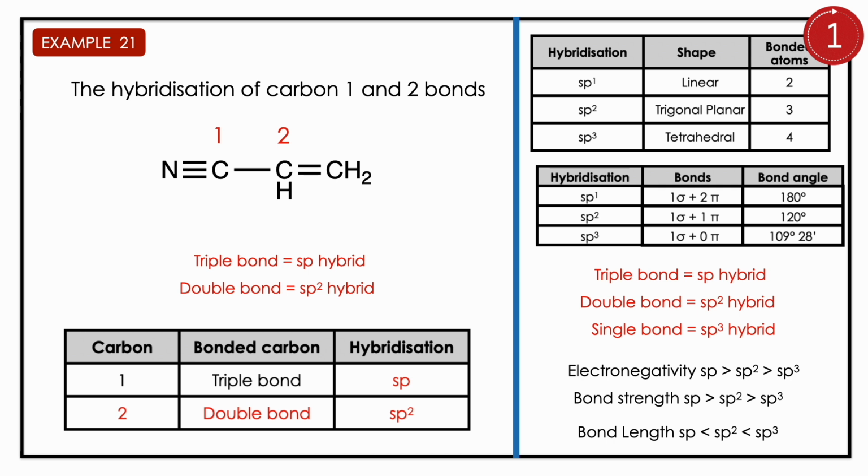Here the method is simple. Just look at the bond. First carbon is connected with a triple bond. Triple bond means sp hybridization. Second carbon is connected with a double bond. Double bond means sp2 hybridization. So sp and sp2 is our answer. The concept you have to learn here is in isocyanide also carbon is sp hybridized.